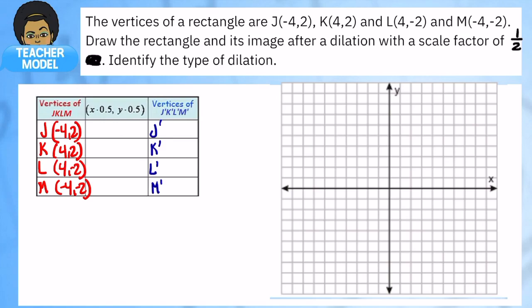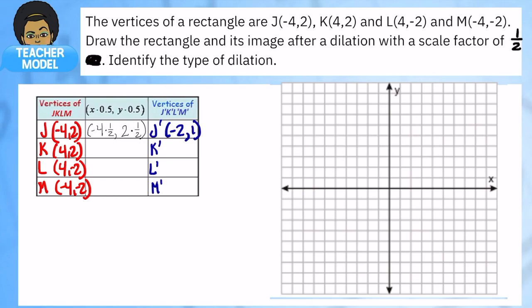Let's find out. We're going to do the same math again. I'm just taking my -4 and I'm multiplying it by 1/2. So -4 times 1/2 is -2. And 2 times 1/2, well, that just gives me 1. So my point went from -4, 2 to -2, 1. So it just halved itself.